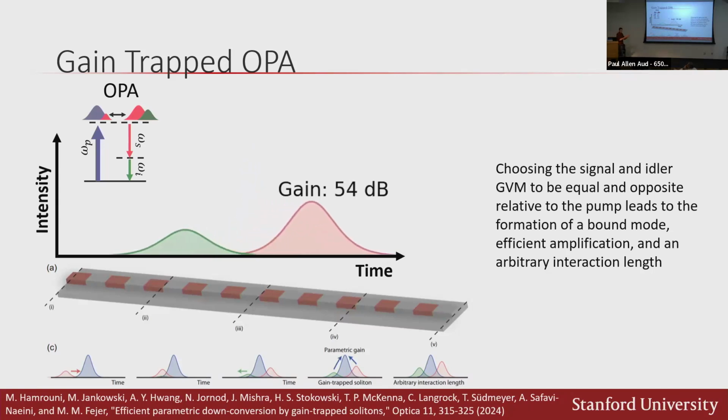That gives us sort of an arbitrary interaction length. So these things are trapped. They're going to just keep propagating until they significantly deplete the pump. And then the beauty of this is that when the pump is depleted, the gain trap is broken, and they just walk away.